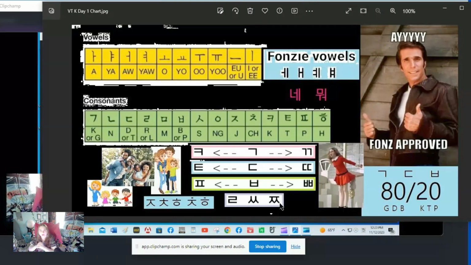And that's the last of them. We're done with the double consonants. They cannot hurt you anymore. It is finished. All right, we don't have to learn any more double consonants.